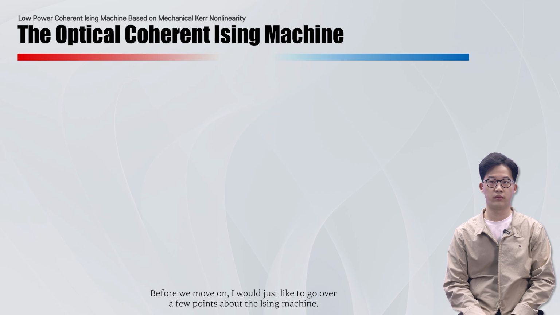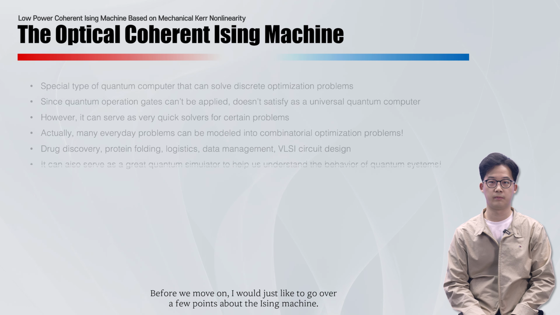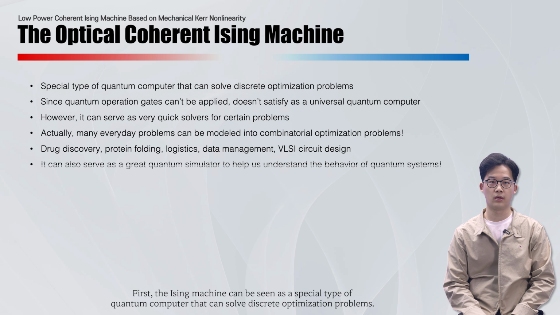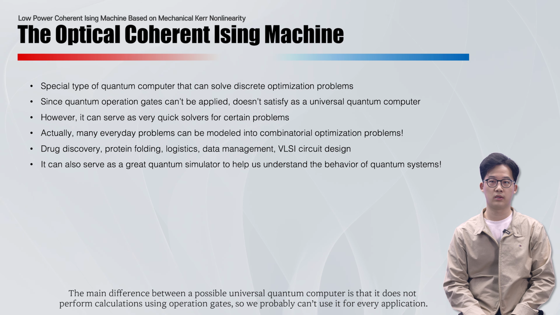And before we move on, I would just like to go over a few points about the Ising machine. So first, the Ising machine can be seen as a special type of quantum computer that can solve discrete optimization problems. The main difference between a possible universal quantum computer is that it does not perform calculations using certain operation gates, so we probably can't use it for every application.